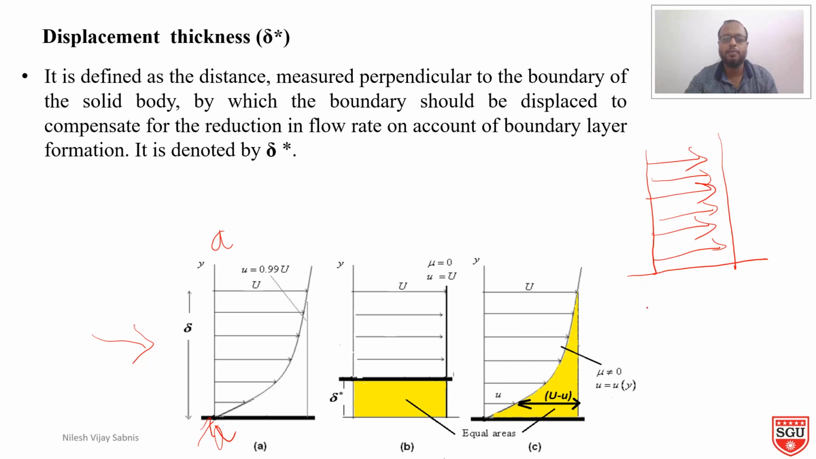For the same plate, let's say figure D. In this D diagram, you will observe that instead of having the curve at this point, let's say here is point A. If you compare point A in figure A and point A in figure D, the velocity at point A is equal to the velocity at point B, which is at the top. These two velocities are the same.